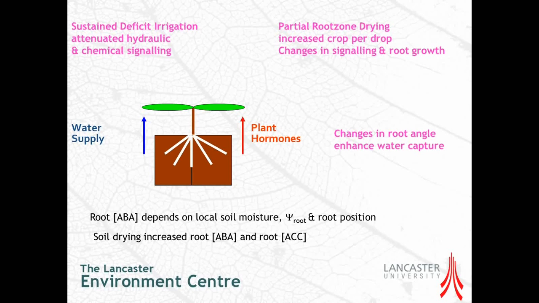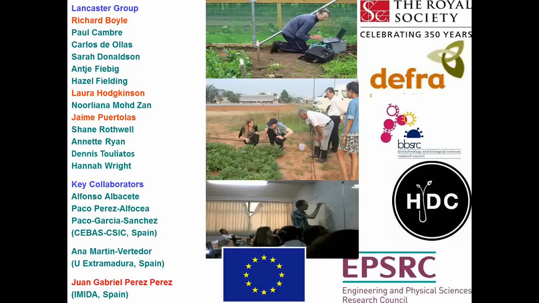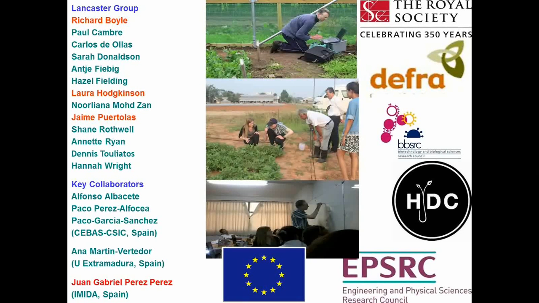Lastly, under rain-fed systems, certainly the work from here suggests that changes in root angle can have a big impact in terms of enhancing water capture. Whether we'd be looking for a different ideotype of root angle in UK conditions is something I think we need to try and understand.